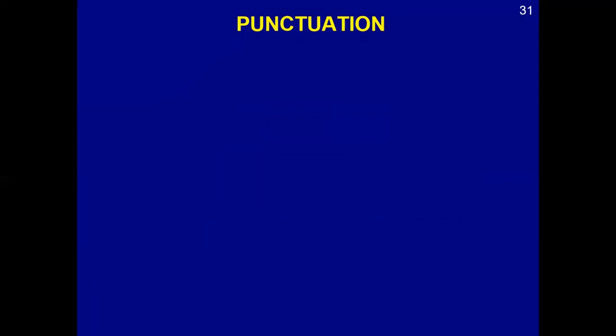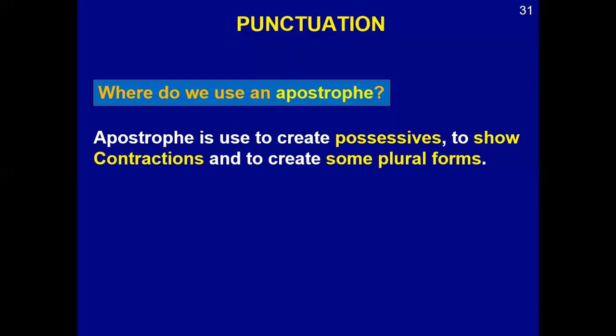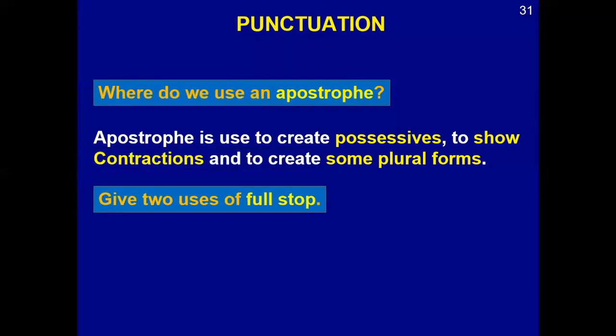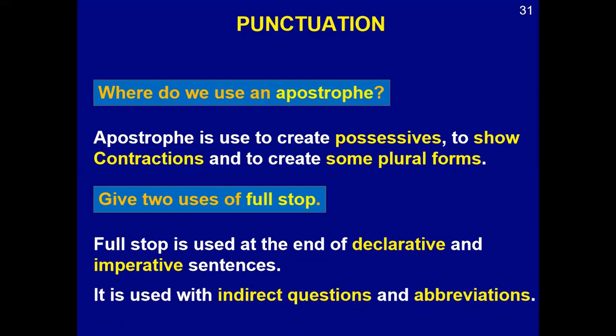Now let's see. Where do we use an apostrophe? Who can answer? Can you answer? The apostrophe is used to create possessives, to show contractions, and to create some plural forms. Give two uses of full stop. A full stop is used at the end of declarative and imperative sentences. Further, it is used with indirect questions and abbreviations.